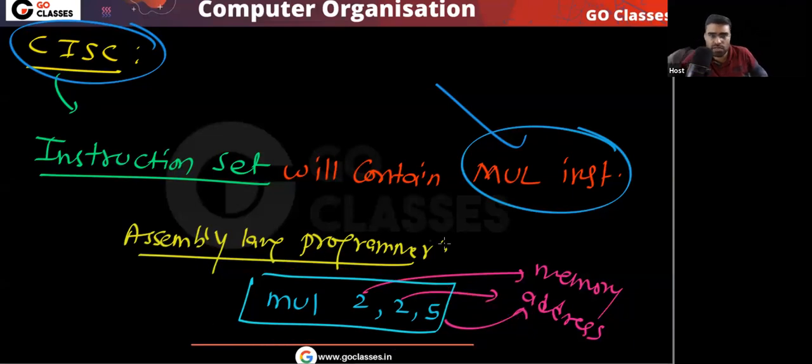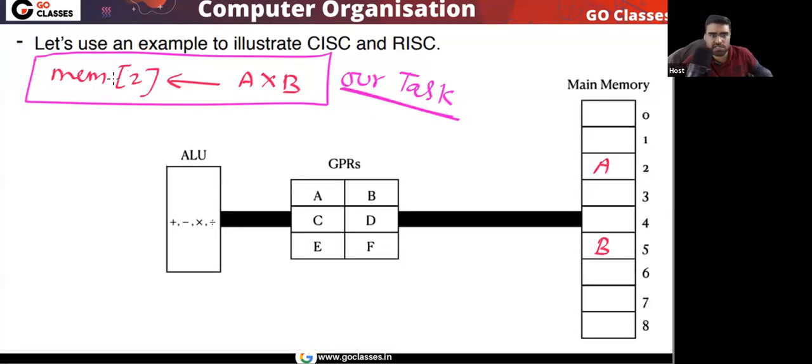Okay, so I can say work is easy for the programmer. The programmer's life is very easy on the CISC computer. But on the RISC computer, what will happen?